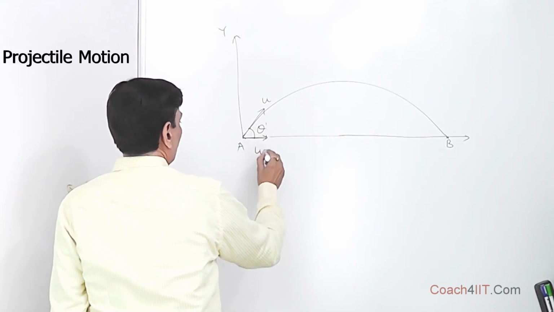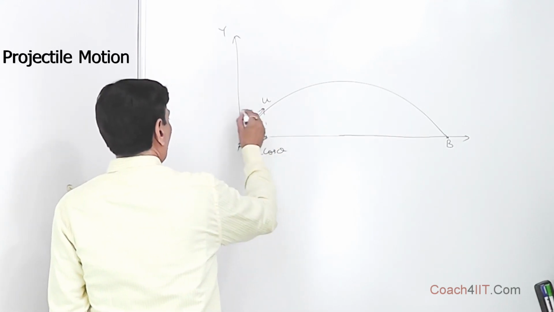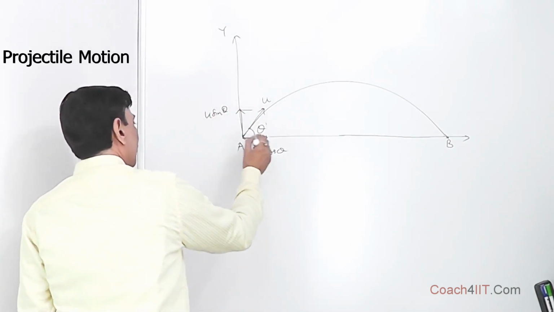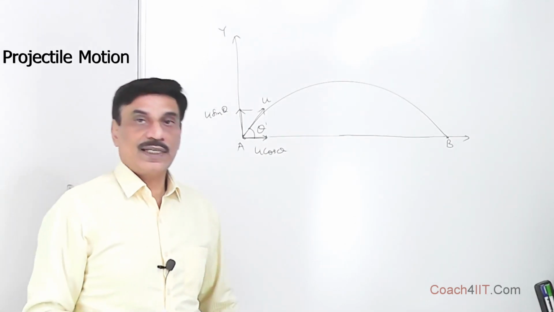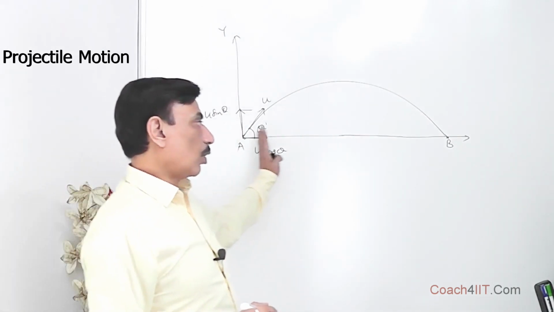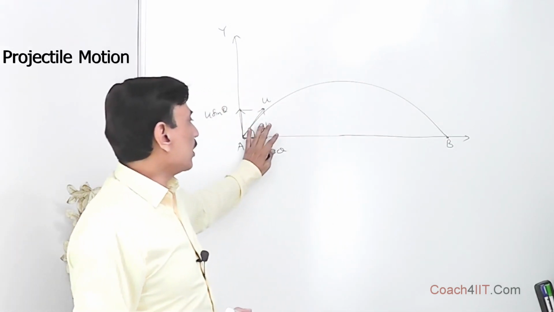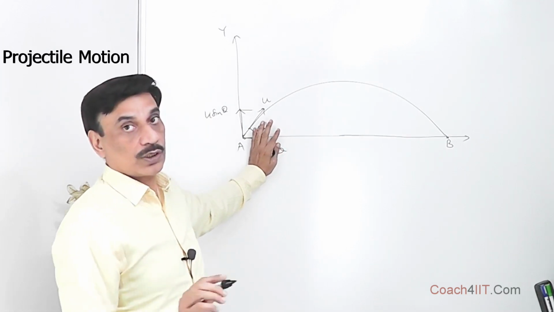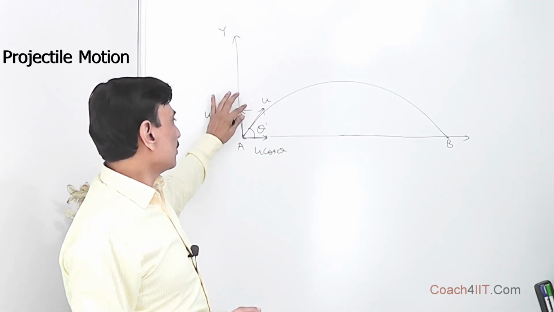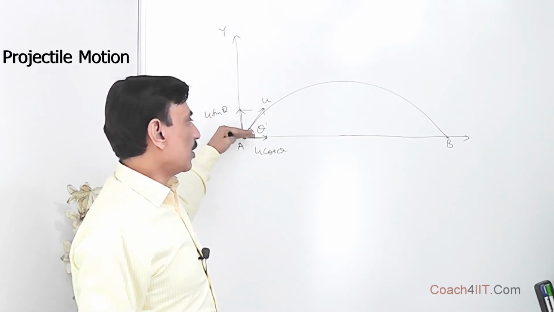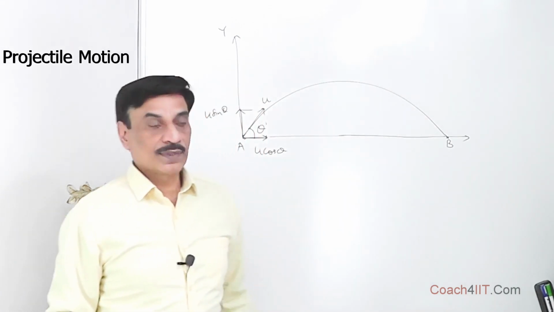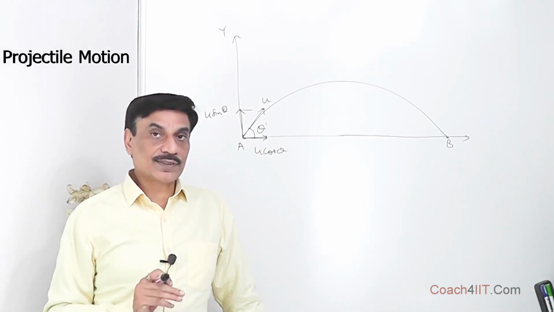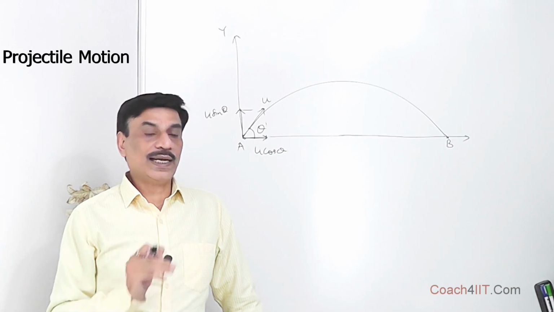This component comes out to be u cos theta, and the vertical initial velocity component comes out to be u sin theta. The velocity component along the x-axis is responsible for taking the body along the x-axis. If u cos theta is not there, this body will simply go up and come down. Similarly, if the vertical component is not there, the body would just be moving along the x-axis only. Because both components are there, the body moves along the x-axis and also along the y-axis.